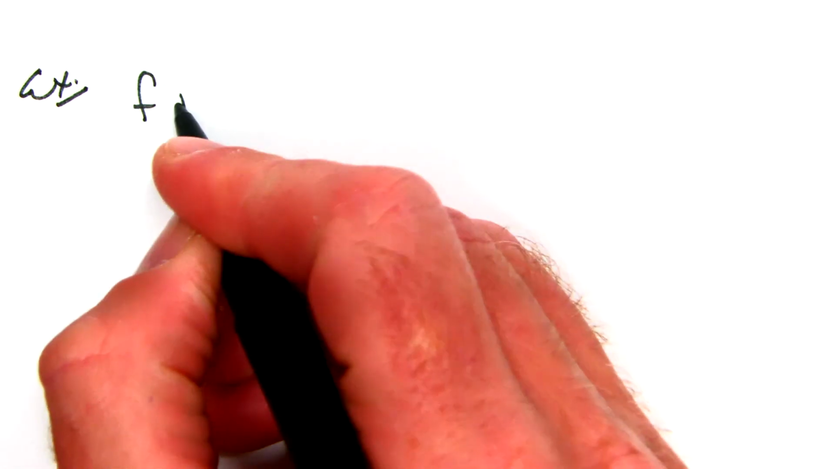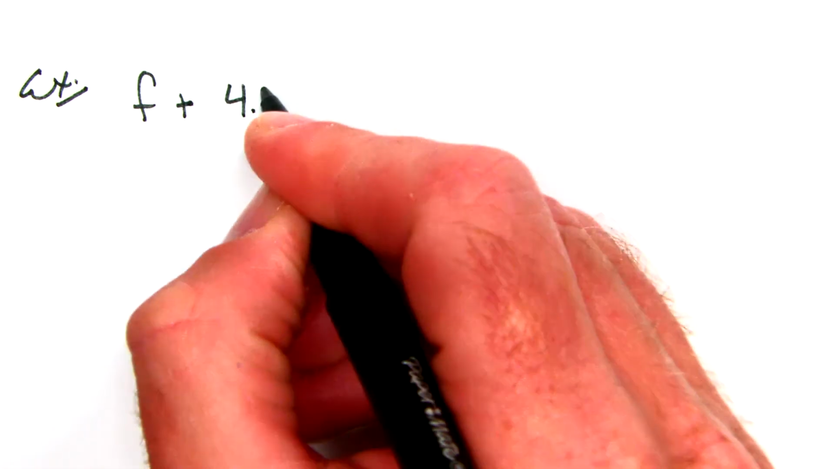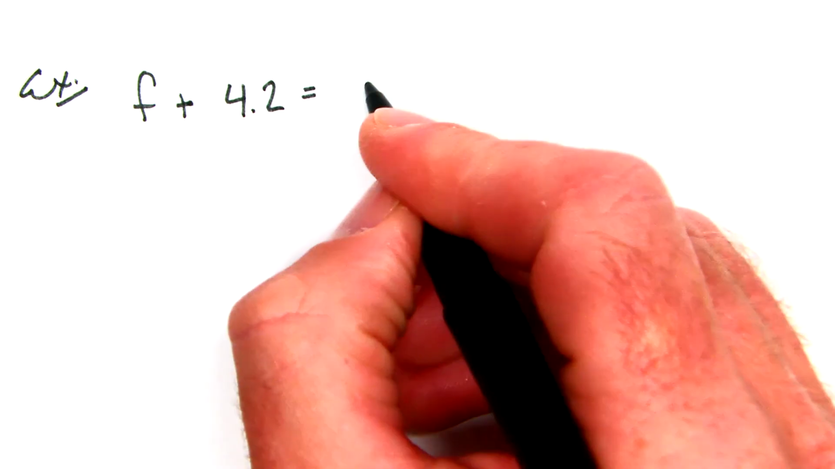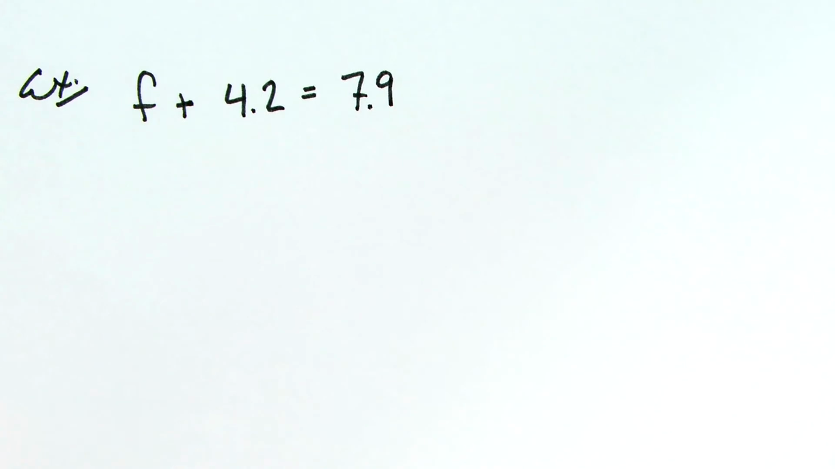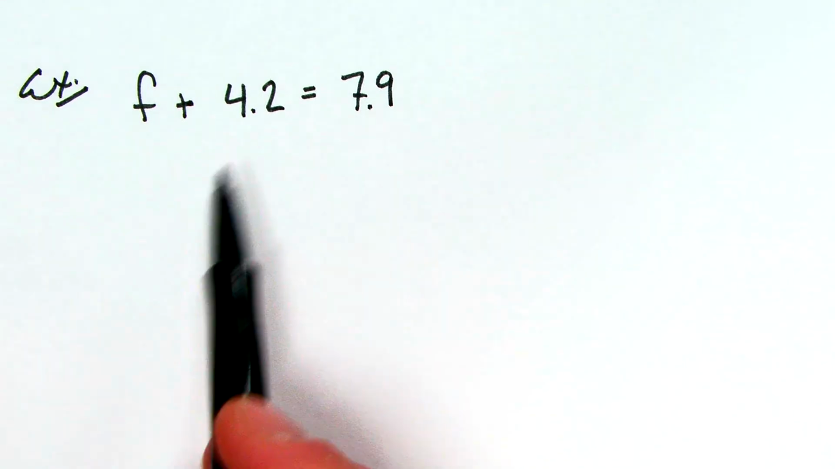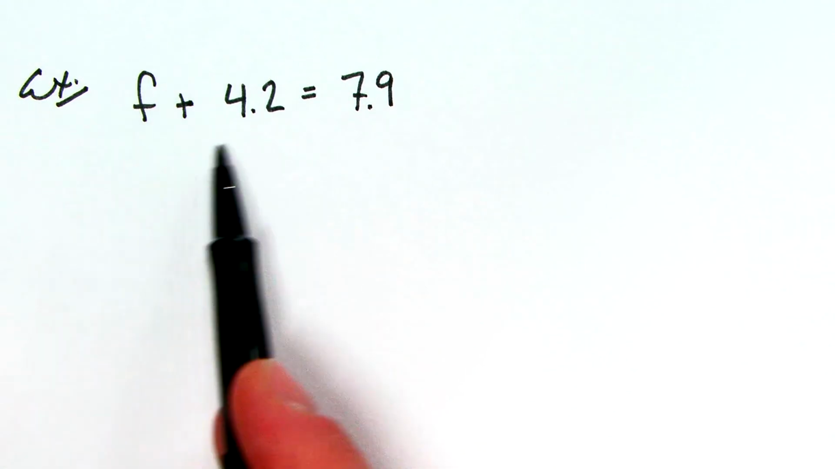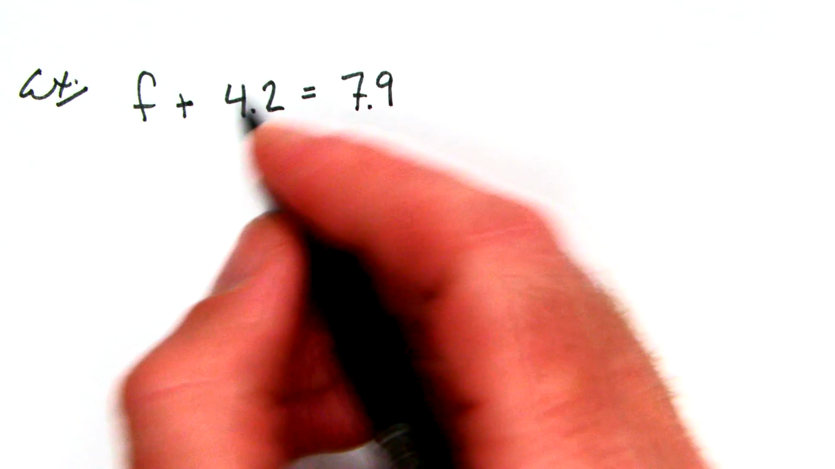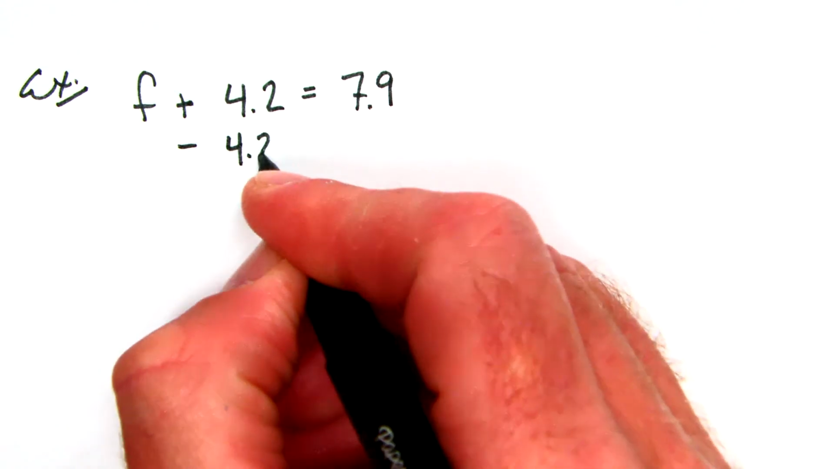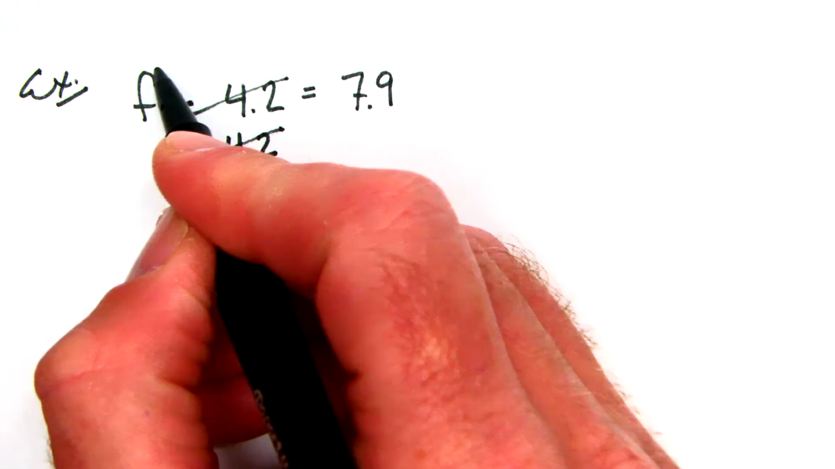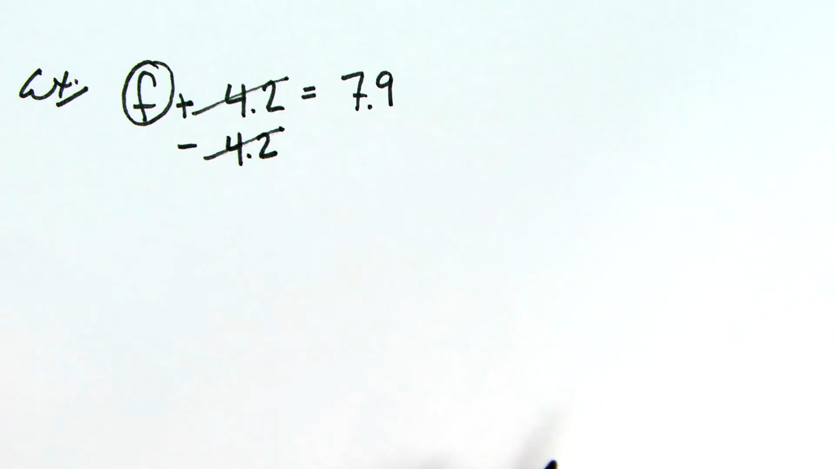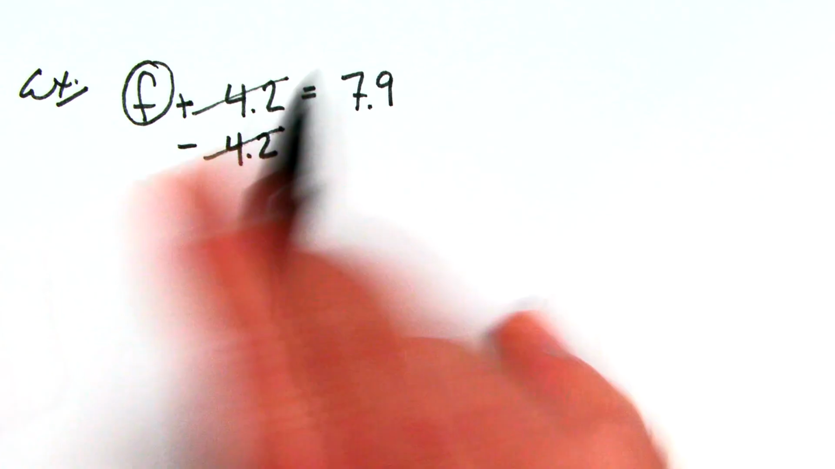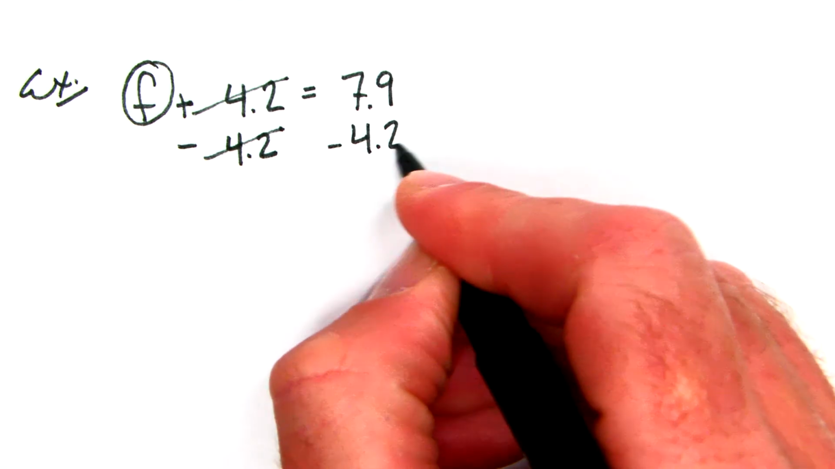A couple more examples here. Let's do one with addition. Let's take f plus 4 and 2 tenths, and we'll say that equals 7 and 9 tenths. Let's look at our expression. What is this expression wanting us to do? It wants us to add. So what are we going to do? We're going to subtract 4 and 2 tenths. Those cancel out, isolating the variable. Whatever we do to one side, we have to do to the other. So let's subtract 4 and 2 tenths from this side.